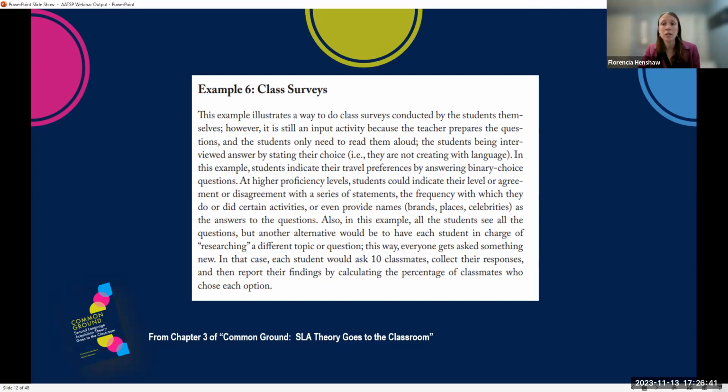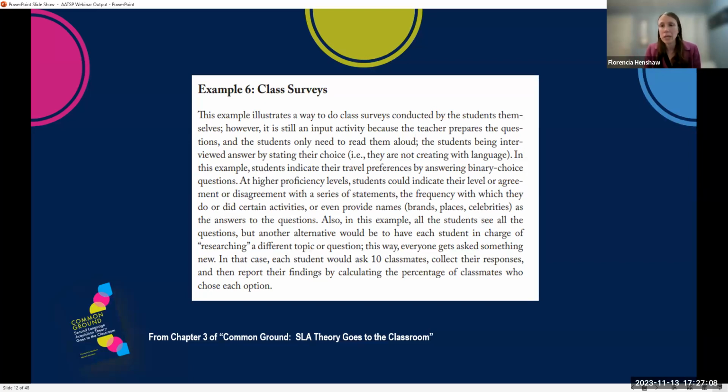So the students are not creating anything with language. They're not retrieving anything from their heads. They are only demonstrating that they are understanding the language presented to them. So the students can still be going around, the students can still be talking. It maybe could be level of agreement or disagreement, number scales, right? 1, 2, 3, 4, 5, right? So you can tweak it in any way that is what the students can handle at this point.